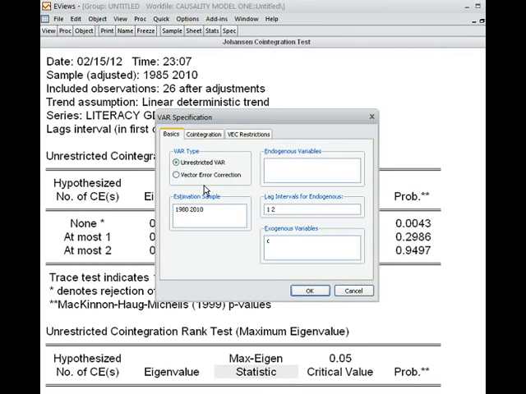Estimate var vector should be literacy, not literature. Literacy, GDP, investment, right? So these are the 3 endogenous variables. And number of lags, suppose I choose 1 lag, and exogenous is our dummy variable.